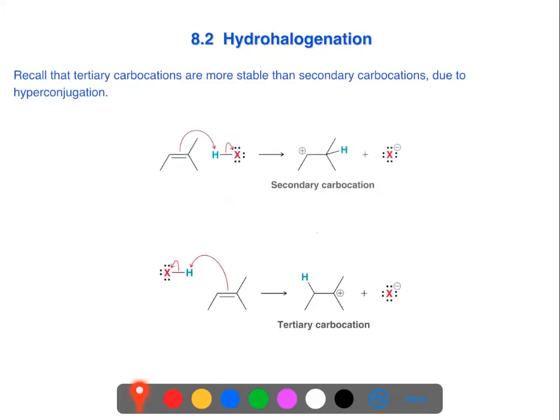Now, again, key to this mechanism and the Markovnikov addition is that in that first step, we form a tertiary carbocation, but not the secondary carbocation. So we're going to see our products being derived from this particular carbocation, the more stable of the two. And again, recall that that stability is a result of what we refer to as hyperconjugation. The greater the number of substituents around a particular carbocation center, the more stable it will be.